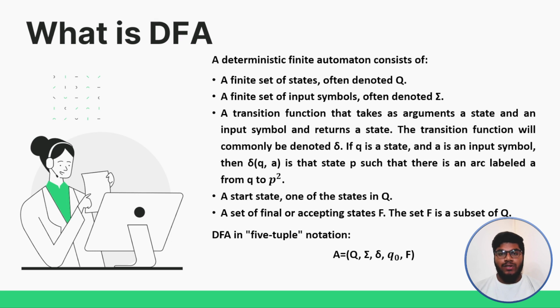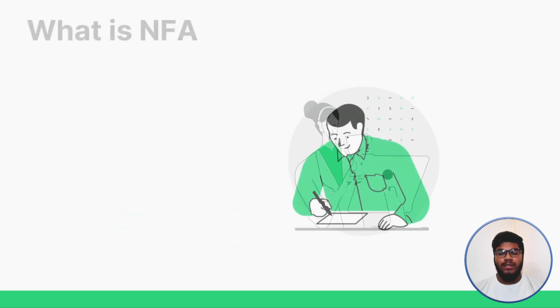The DFA is commonly represented by the five-tuple notation, that is A equals Q comma sigma comma delta comma Q naught comma F, where Q is the set of states, sigma is the set of input symbols, delta is the transition function, Q naught is the starting state of Q, and F is the set of final states of Q. So this is the DFA. Now let us discuss the NFA, that is non-deterministic finite automata.